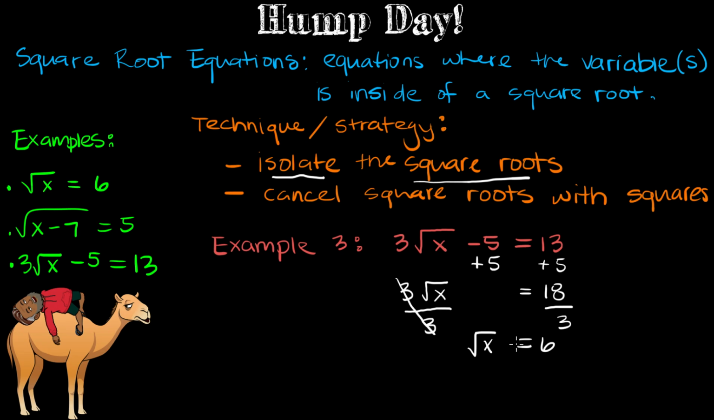To get the x by itself, we're going to square both sides. So I'm going to say the square root of x is equal to 6, and I'm just going to square the left side to cancel it, and I'll square the right side to balance it out. The result is that x is equal to 36. And we have our answer to our third and final example.